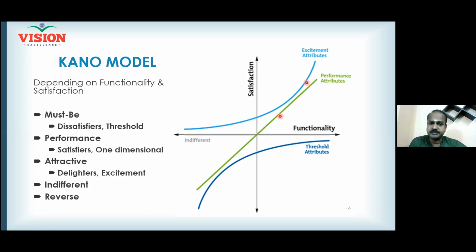And the third one, delight features, the light blue. The third one, delight features, or you can call them attractive features. We'll talk about it. And then there is something called indifferent. What is indifferent? It is overlapping on the x-axis itself. That is indifferent. And similarly, one more called reverse. We'll see all the five one by one.